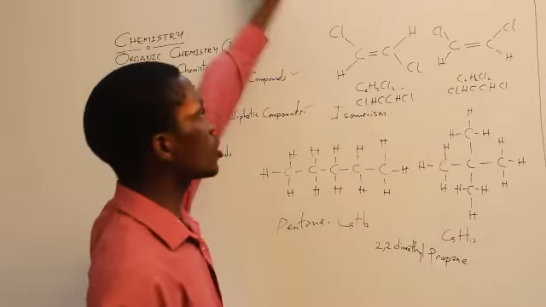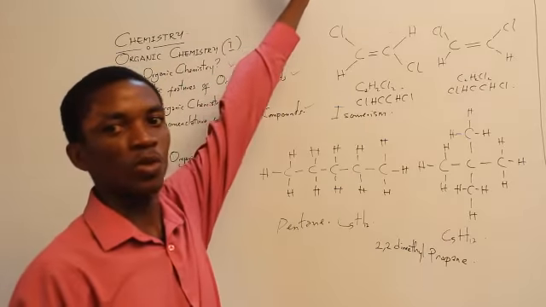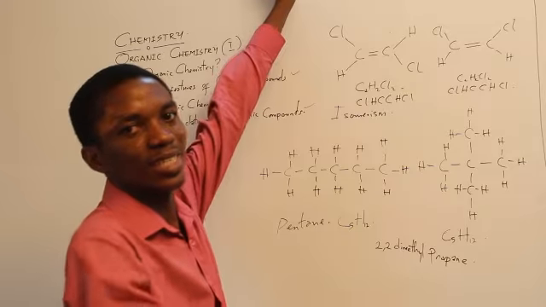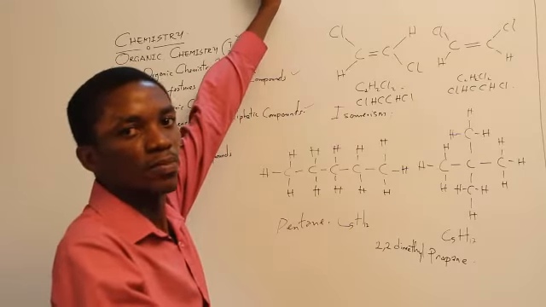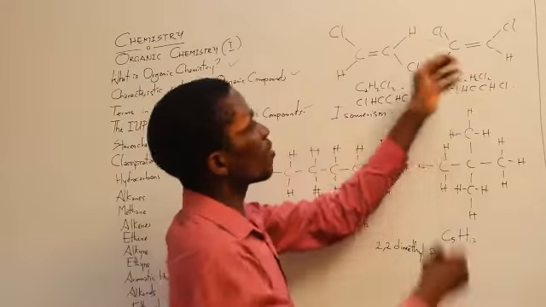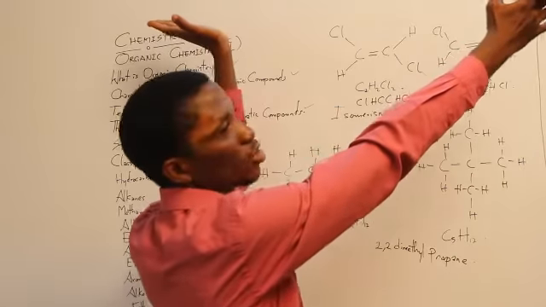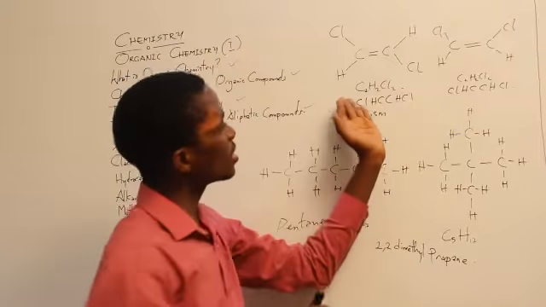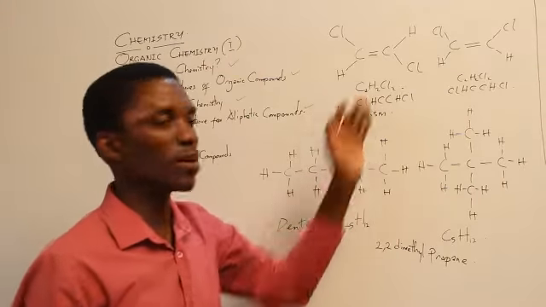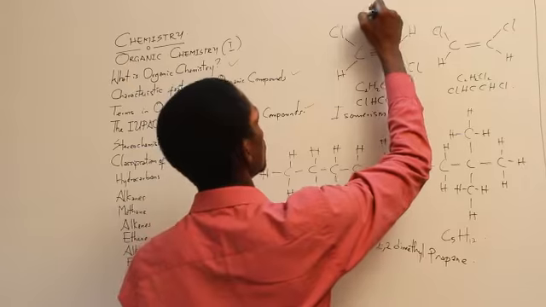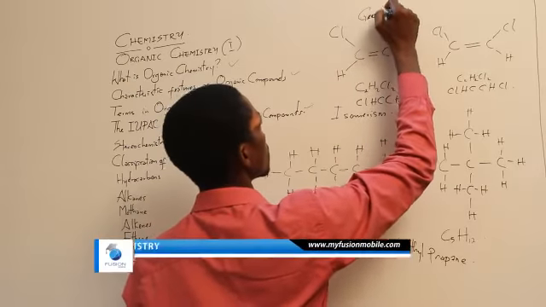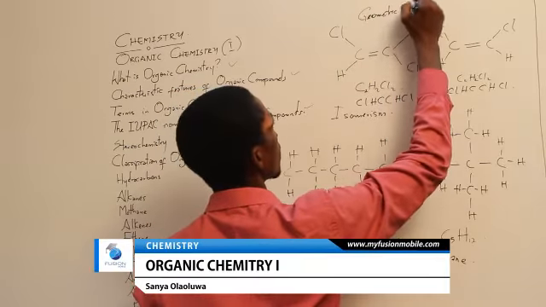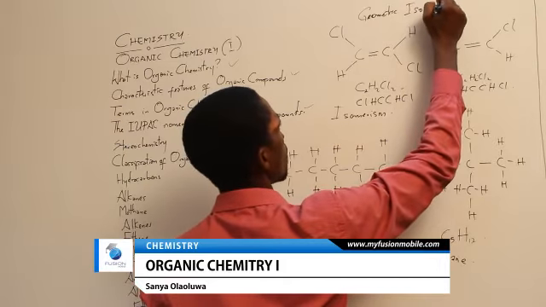That is, one is up on one corner, the other one is down in another corner. In the other one here, we have both of them up. That's a trans connection. This is cis, this is trans. So this is even a form of isomerism, and it is known as geometric isomerism.